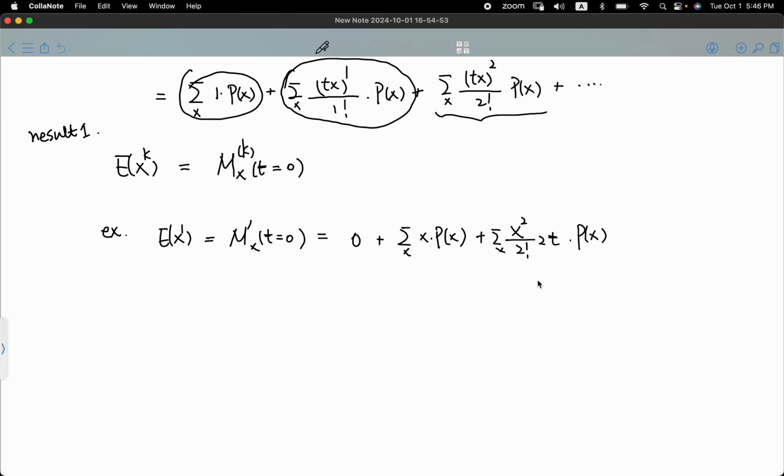So 2 factorial is 2, cancel out with that. So you will have x squared multiplied by t multiplied by px. Is that correct? Okay, so maybe let's do one more term here. So let me also include the fourth term, which is for tx raised to the power of 3 over 3 factorial px. Okay, and then plus dot dot dot.